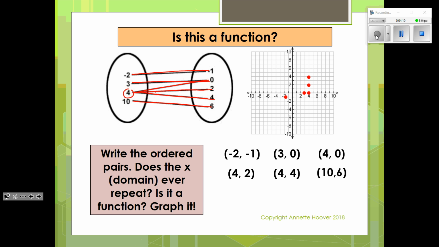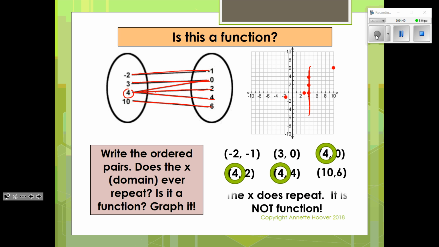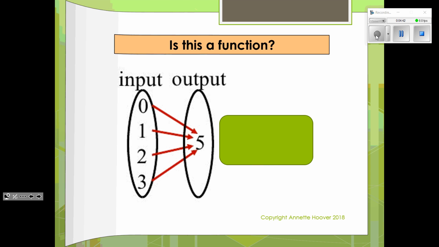So the question is, is this a function? If it is a function, the x does not repeat. But look right here. We have in the ordered pairs, the first number is the x. We have a 4, a 4, and a 4. There are 3 times that the 4 repeats. If you look up here on the graph, you'll see that you have 3 points on one vertical line. So, does the x repeat? Yes. So is it a function? No, not a function because the x repeats.